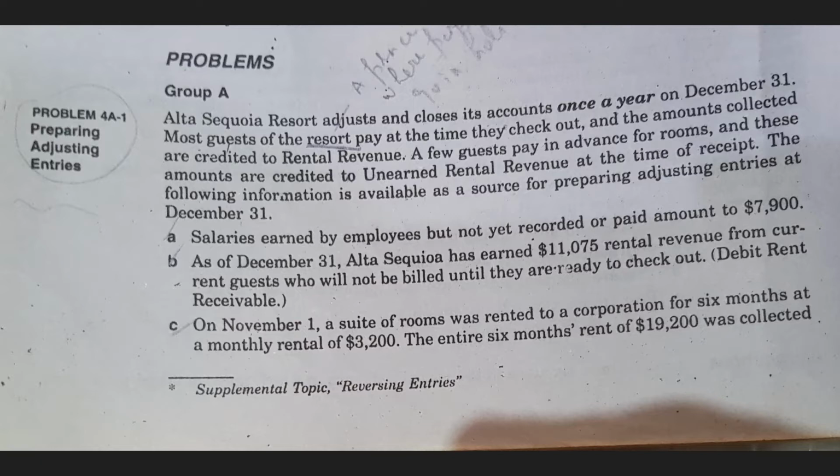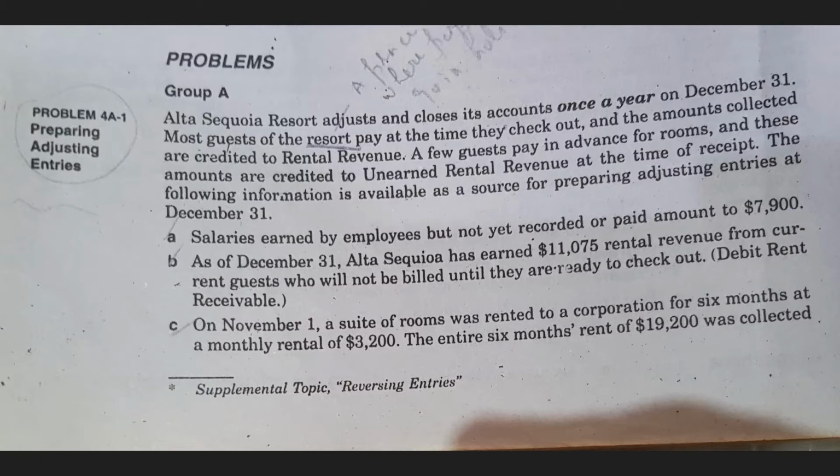Alta Sequoia Resort acquires, adjusts and closes its accounts once a year on December 31st. So the name of the company is Alta Sequoia Resort and the closing period is 1 year, not a month. Most guests of the resort pay at the time they check out, and the amounts collected are credited to rental revenue. The revenue earned by that company is called rental revenue, and the customers make payment to Alta Sequoia Resort when they leave their hotel.